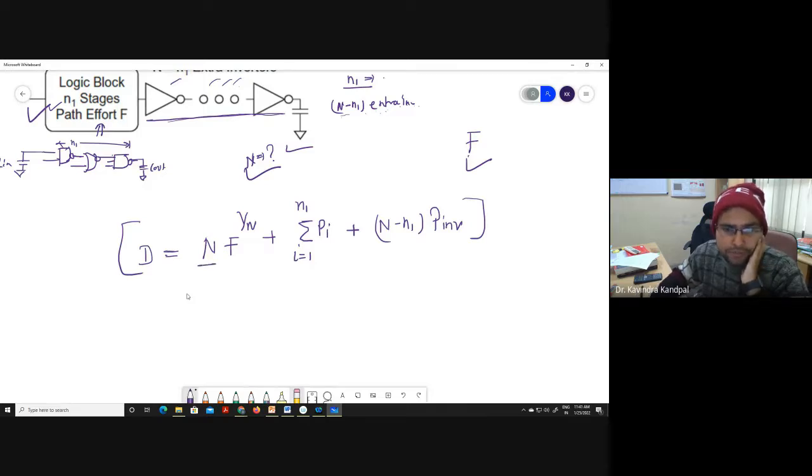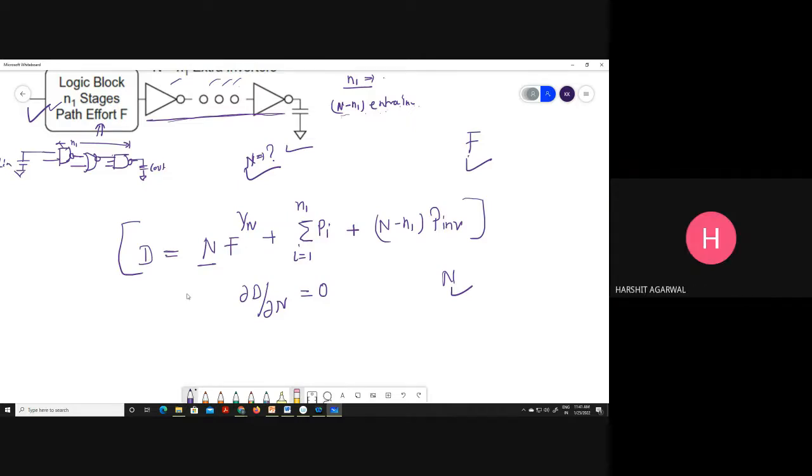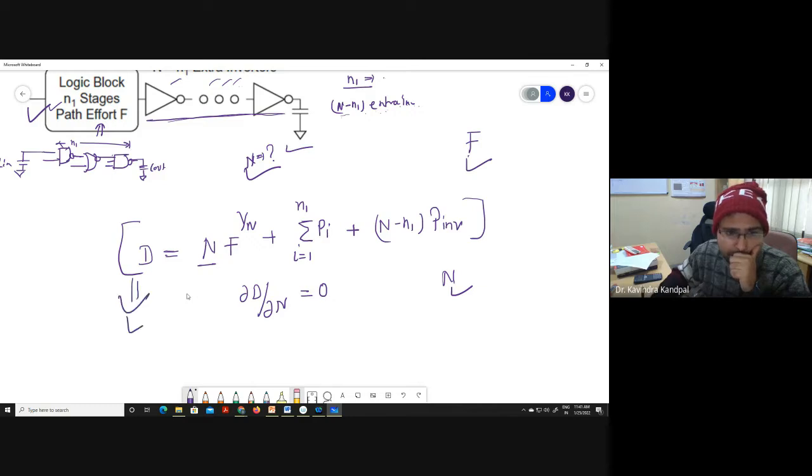What should I do now? What is the way? I can do del D by del N and put it equal to 0. Will this give me the optimal value of N, yes or no? Yes. Yes, sir. So can you do it now? I'm putting it up to you. Put del D over del N equal to 0, and this will give you the value of N. And once you have done, let me know.